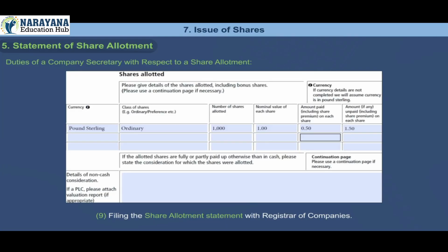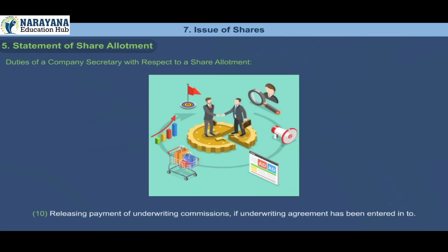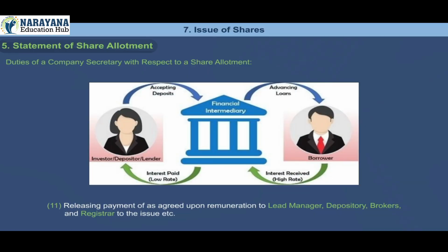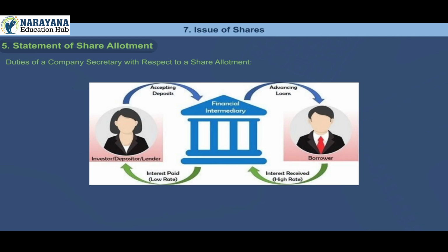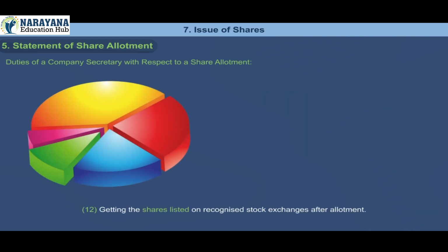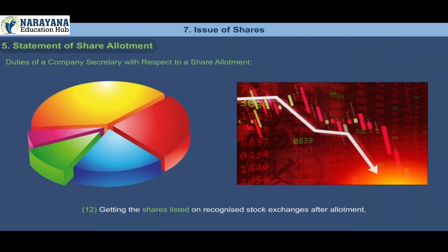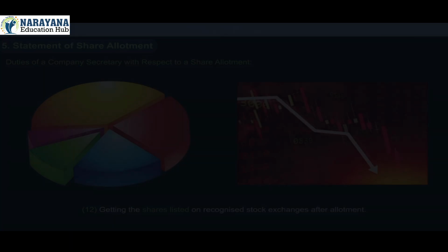9. Filing the share allotment statement with Registrar of Companies. 10. Releasing payment of underwriting commissions if underwriting agreement has been entered into. 11. Releasing payment of as agreed upon remuneration to lead manager, depository, brokers and registrar to the issue, etc. 12. Getting the shares listed on recognized stock exchanges after allotment.